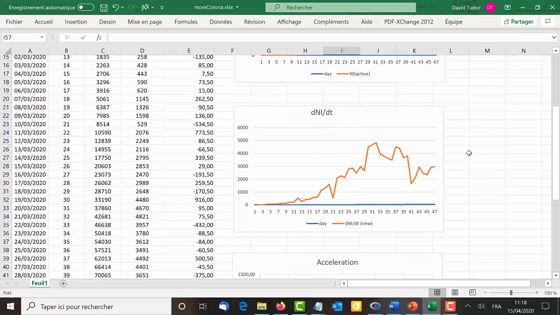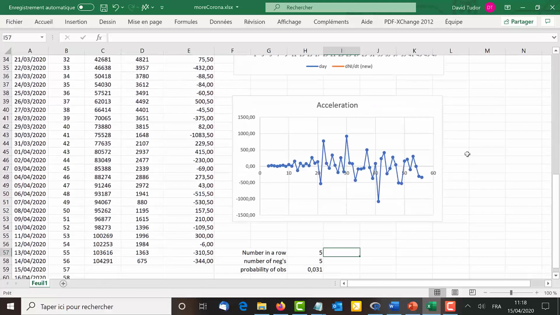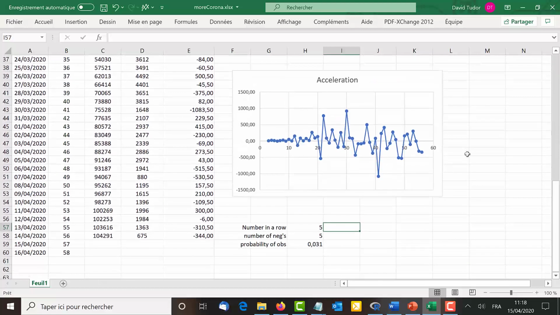Does that mean that we can let up on our efforts to flatten the curve? You have to keep up your efforts, and we'll go back to our modeling in the next video and see about can we stop our confinement or not.